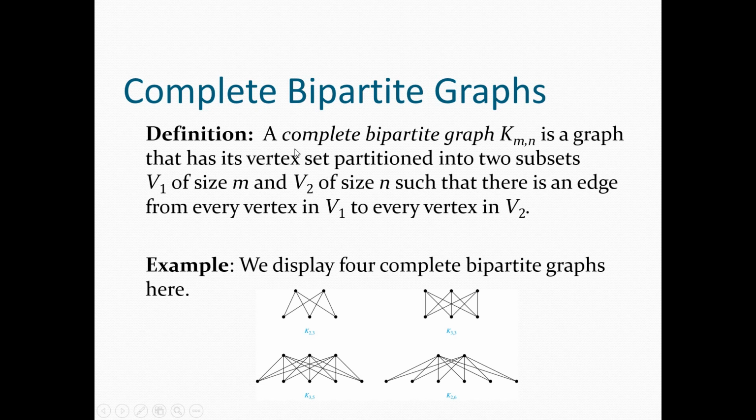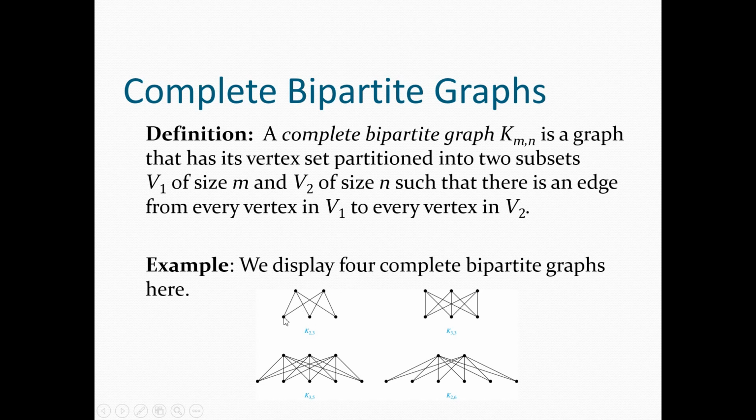Now, a complete bipartite graph, Km,n, is a graph that has its vertex set partitioned into two subsets, V1 of size m and V2 of size n, such that there is an edge from every vertex in V1 to every vertex in V2. So these are examples of complete bipartite graphs. This is K2,3. This is the set of two vertices. This is the set of three vertices. Each vertex is connected to all the vertices from the other set.